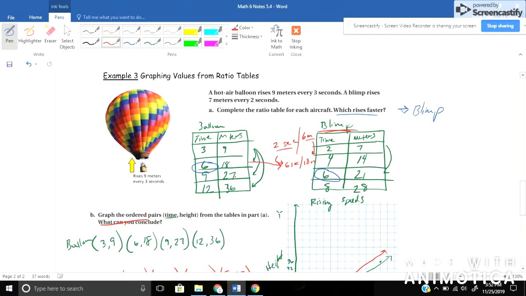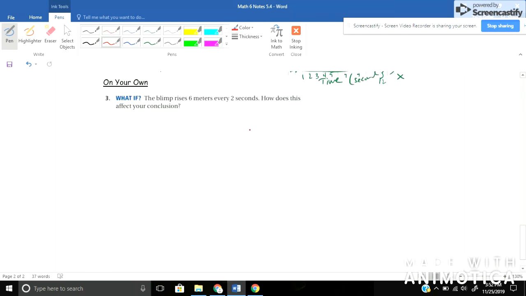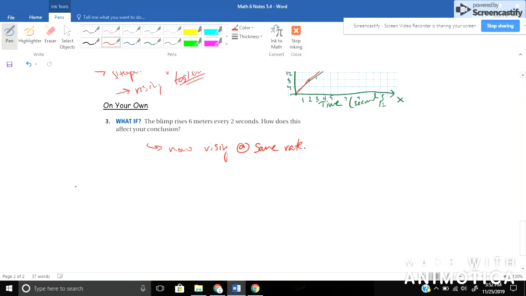Well, now they're the same. As 6 seconds has gone by, they're both at 18 meters. So it would affect our conclusion because the rates are now equivalent. So they would be rising at the same rate. Okay. Now they are rising at the same rate. Let me know if you have a question on that one.